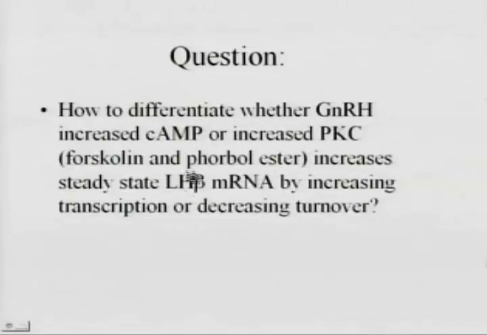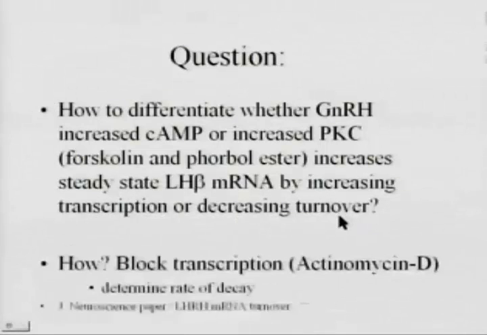Does GnRH increase the steady state of the LH-beta messenger RNA by increasing transcription or decreasing turnover? So you would block transcription with actinomycin D to determine whether the increased steady state of the LH-beta messenger RNA was transcription dependent or mediated through a decreased turnover rate of the message once it's in the cytoplasm. So this would determine the rate of decay.